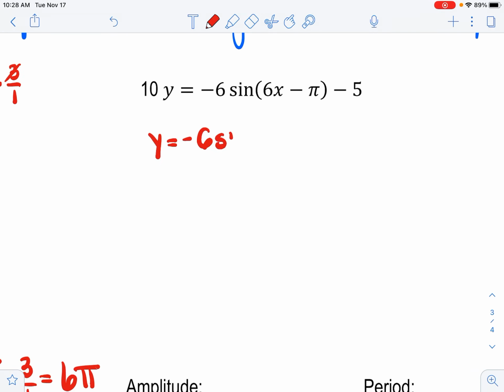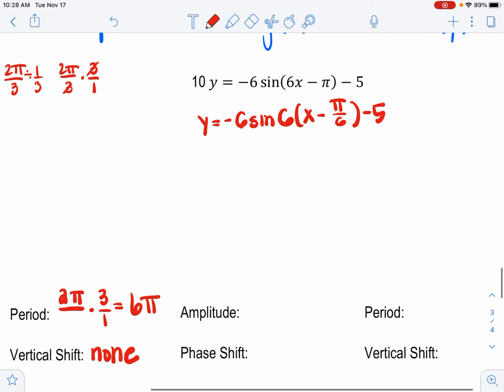Last one, the b value is 6. So I have y equals -6 times the sine of. I'm going to factor out the 6. X minus, factoring out means dividing out. I can divide pi by 6 in my head. It's pi over 6.